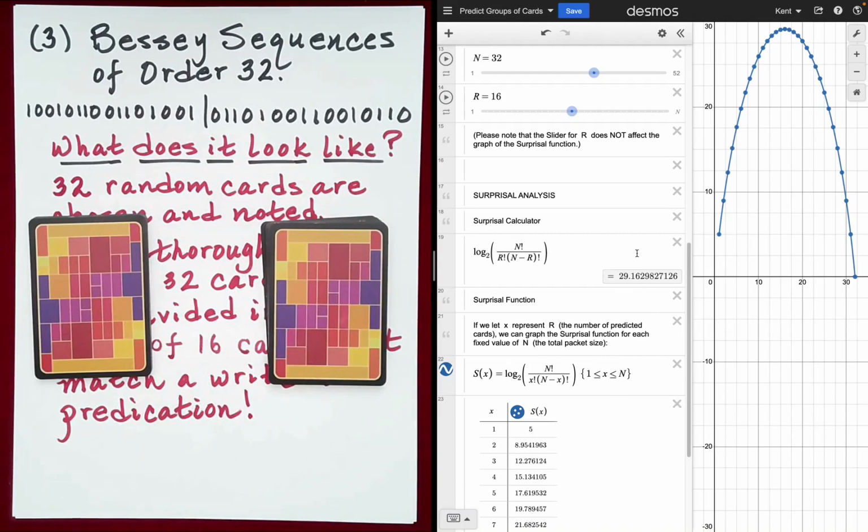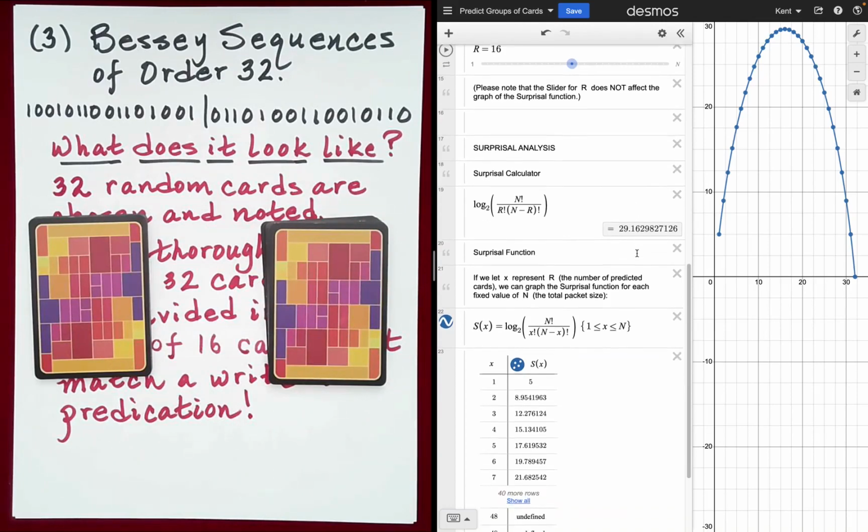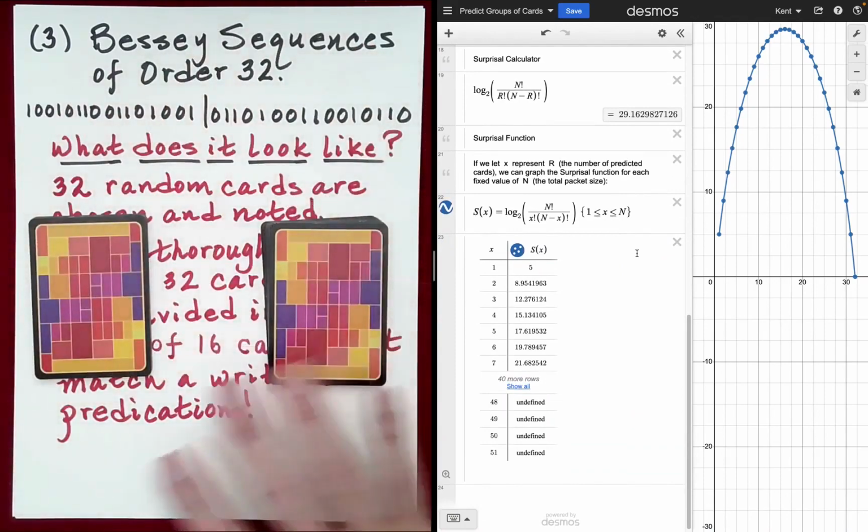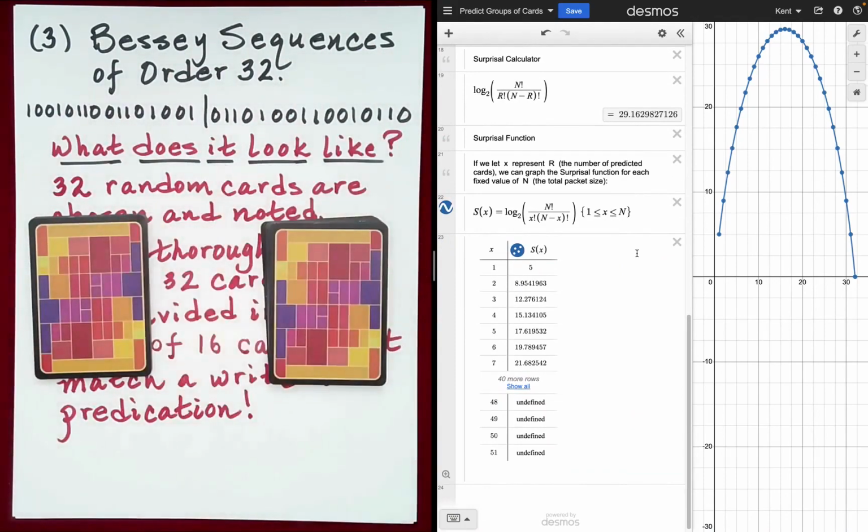29.16 bits. Okay, so once again, the interpretation will be the same. The level of surprise in witnessing a successful completion of this performance is the same level of surprise one would experience in witnessing 29 fair coins being tossed high into the air and then having that person predict that all 29 coins will land heads up. And they do. Each and every one of those 29 coins lands heads up.